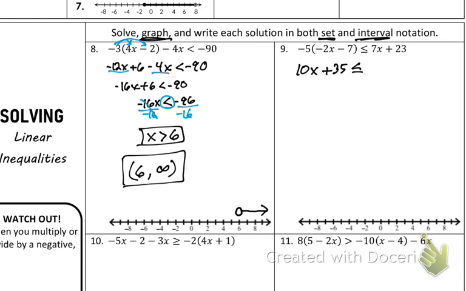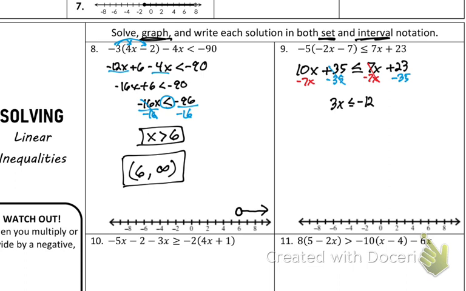All right, and then we have 7x plus 23. You know I like to create positive variables, so I will move that 7x to the other side. So I'm going to subtract 7x from both sides. In that same step, I'm also going to subtract that 35 from both sides. So I'm going to subtract that 35 and subtract that 35. That's going to end up giving me 3x is less than or equal to negative 12.